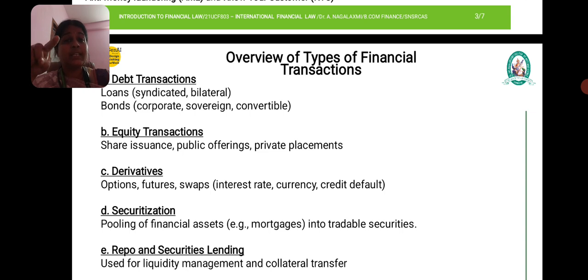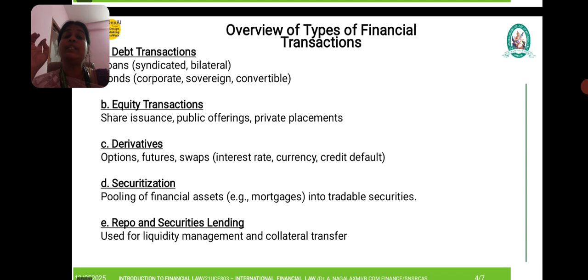So debt transactions include loans and bonds. Equity transactions include share issuance, public offerings, private placements, everything. Derivatives include options, futures, swaps, and all. Next, securitization includes pooling of financial assets into tradable securities. And the last one is repo and securities lending, that is, it is used for liquidity management and collateral transfer. So these are the types of financial transactions.